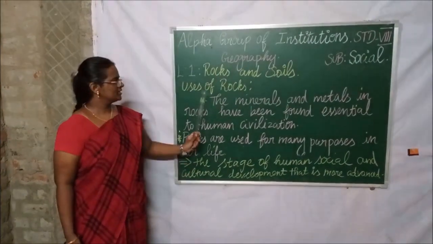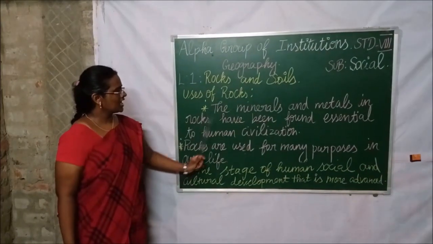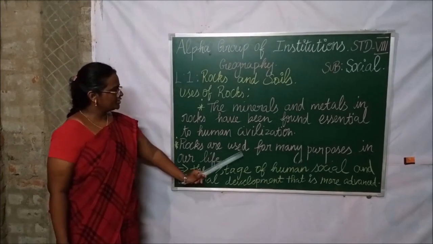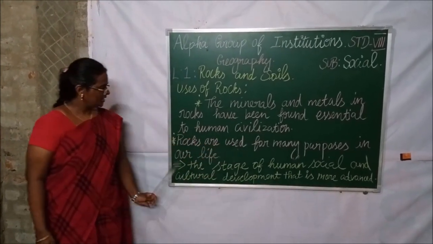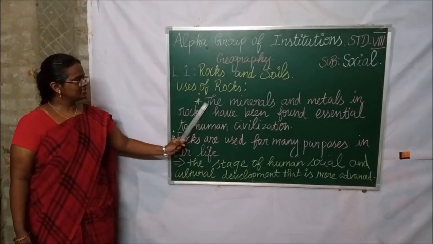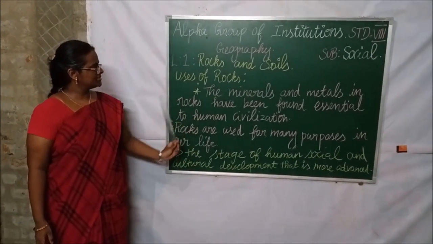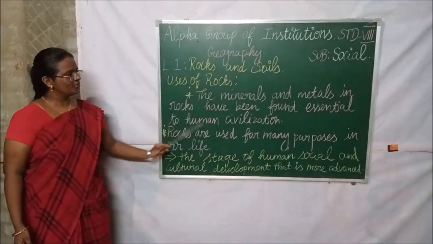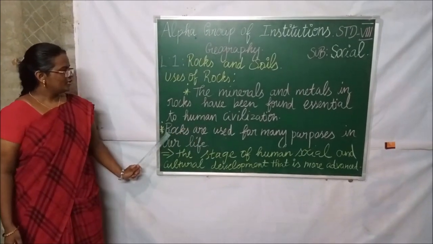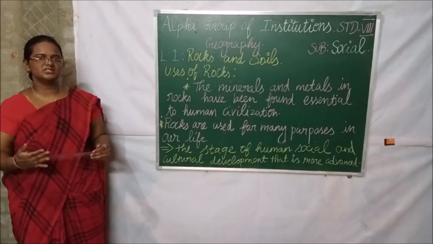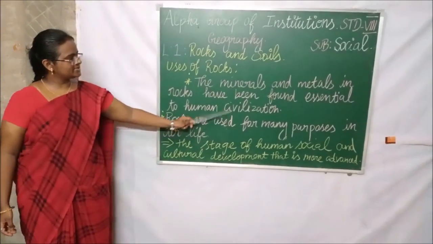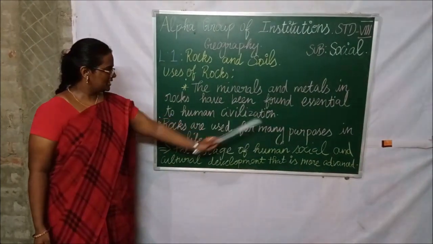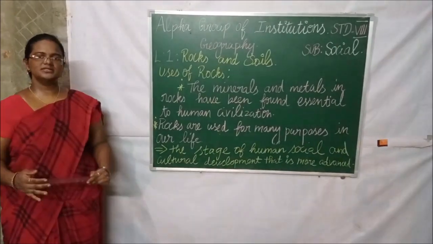Let's see some other points about uses of rocks. First, read these points. The minerals and metals in rocks have been found essential to human civilization. Rocks are used for many purposes in our life. Essential means necessary. So what is meant by civilization? Civilization means the stage of human, social and cultural development that is more advanced.